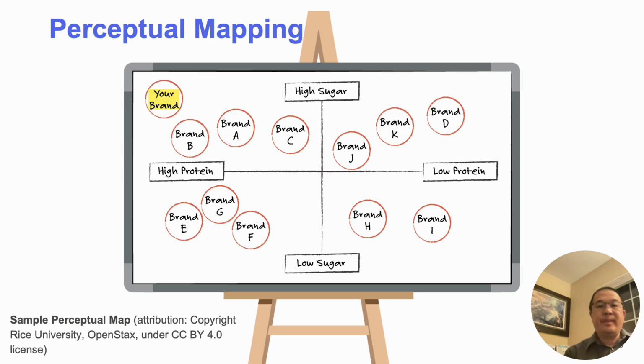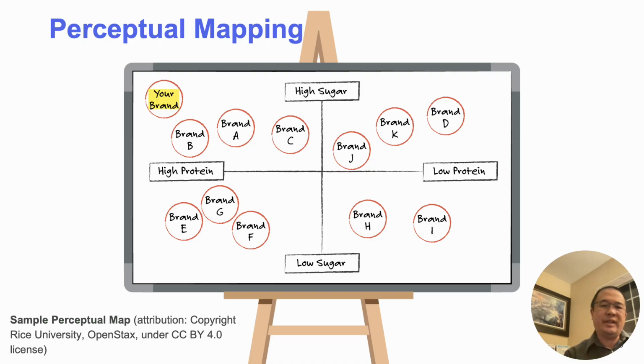Number 3, find market gaps. Empty spaces on the map may represent opportunities. As an example, if no products are high protein and low sugar, a company might introduce a healthy snack to fill that gap. Number 4, improve positioning. A company can decide whether to change the product, change the pricing, change the advertising, or reposition the brand.